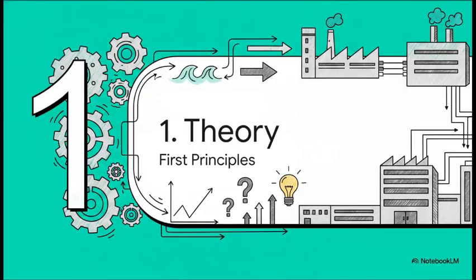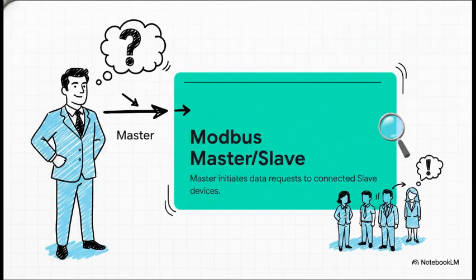Let's kick things off with Section 1, Theory and First Principles: Understanding the Master-Slave Architecture. So why do we even care about Modbus RTU? Well, it operates on a really strict master-slave architecture over an RS-485 network. You can think of it like a highly structured corporate meeting. The programmable logic controller, or the PLC, is the boss, the master. The ATV320 drives are the employees, or the slaves.